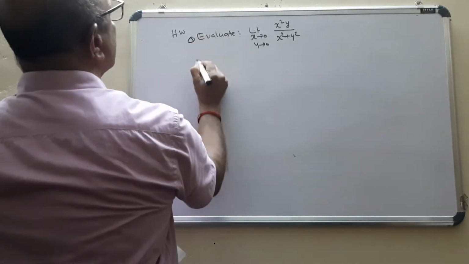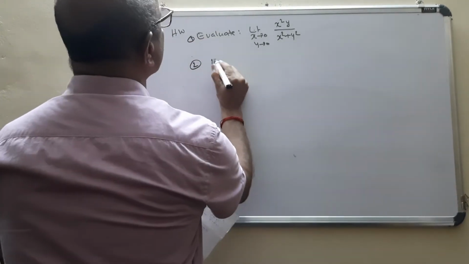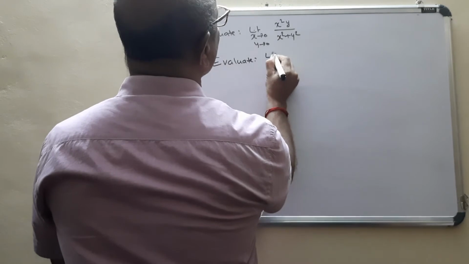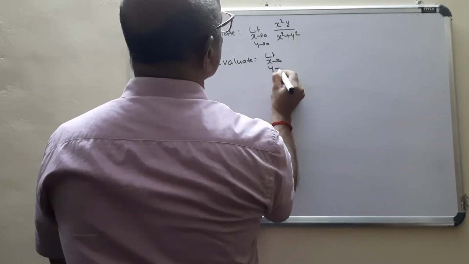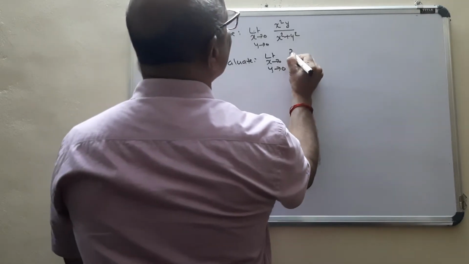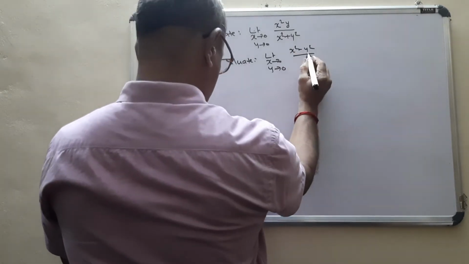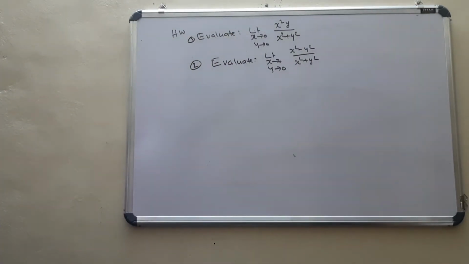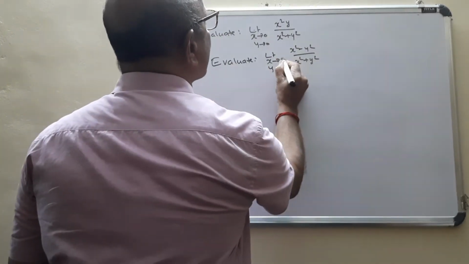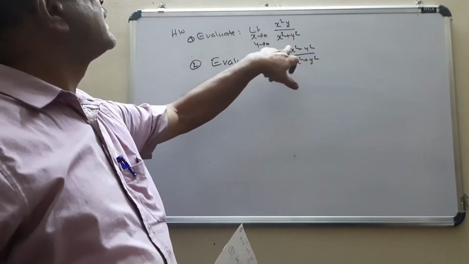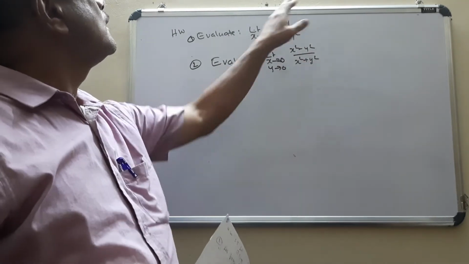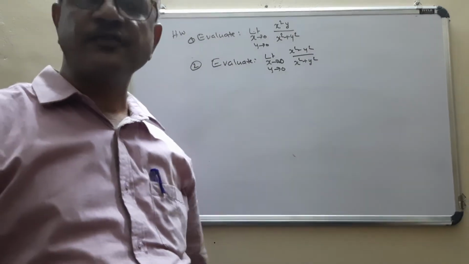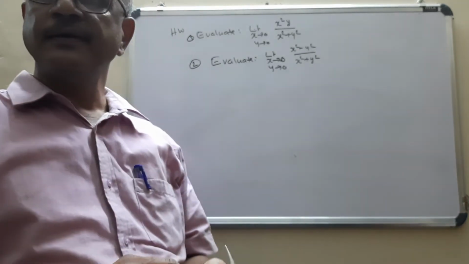Now, second problem. Evaluate the limit as x goes to 0, y goes to 0, of x squared minus y squared divided by x squared plus y squared. Again, I will give a hint here. You just replace y by mx so that we get x squared minus m squared x squared over x squared plus m squared x squared. What happens here? x is cancelled in the final step, and we are going to get a value which depends upon m, which is not unique. Hence, the limit does not exist.